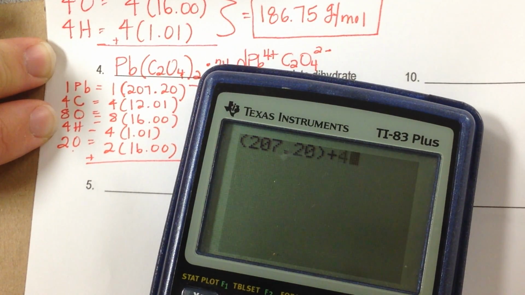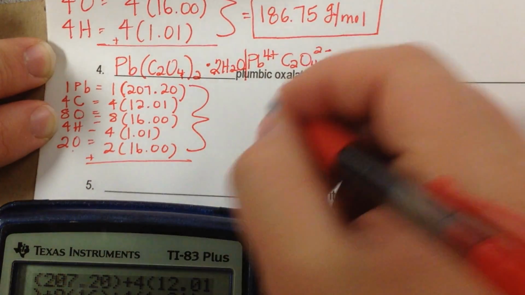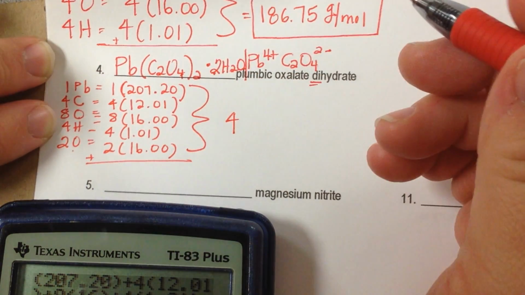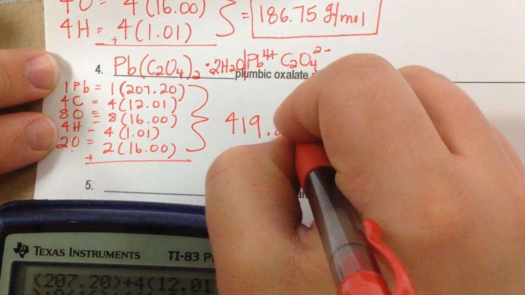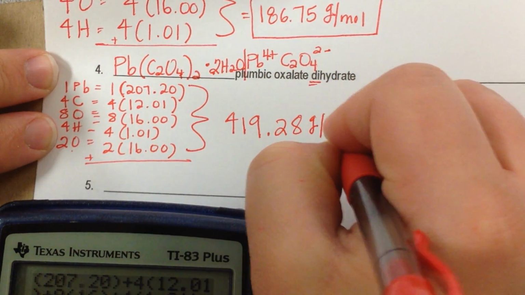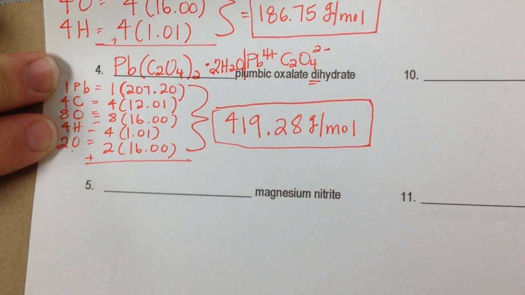207.20 plus 4 times 12.01 plus 8 times 16 plus 4 times 1.01 plus 2 times 16. Enter, we get a formula mass of 419.28 grams per mole. You can pause and rewind at any point.